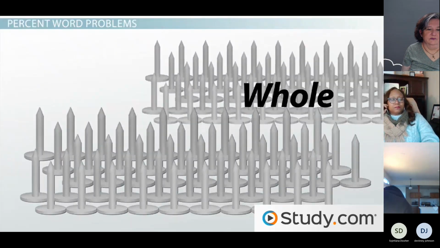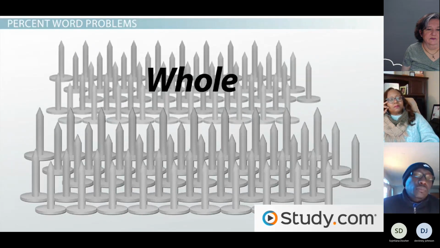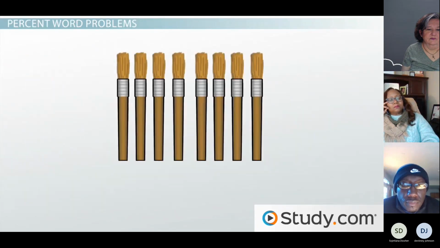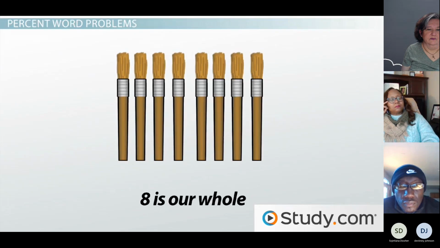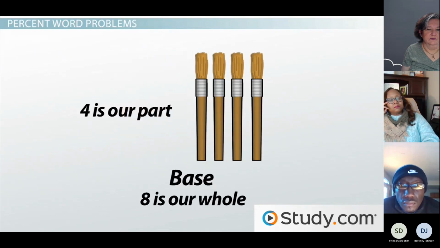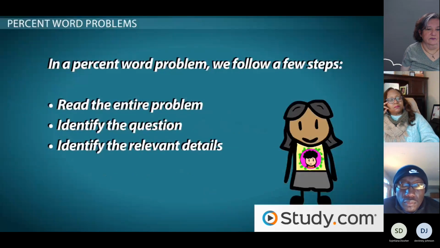There might be a whole or a part. A whole is the original number. In our paintbrush example, 8 is our whole. This is also sometimes called the base. 4 is our part. That's part of the whole, or base. It's important that we figure out what's what so we can get to step 4, solve the problem.